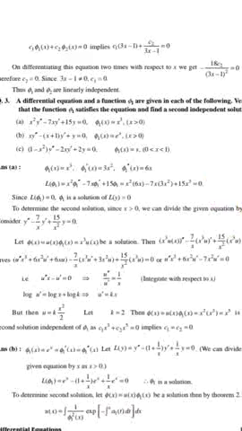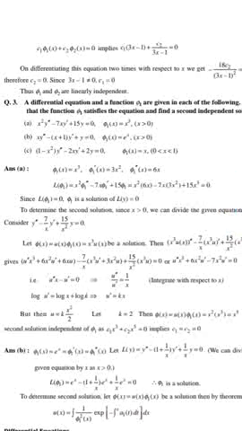A differential equation and a function φ₁ are given in each of the following. Verify that the function φ₁ satisfies the equation and find a second independent solution. First, x²y'' − 7xy' + 15y = 0, φ₁(x) = x³, x > 0. Second, xy'' − (x + 1)y' + y = 0, φ₁(x) = e^x, x > 0. Third, (1 − x²)y'' − 2xy' + 2y = 0, φ₁(x) = x, for 0 < x < 1.